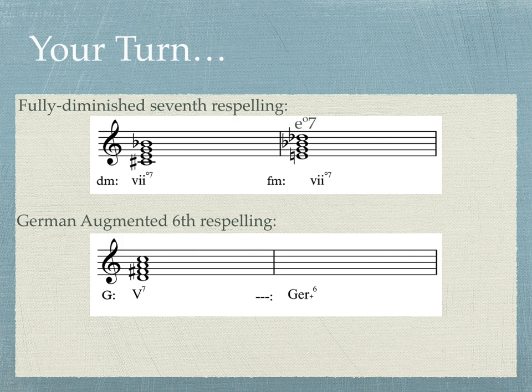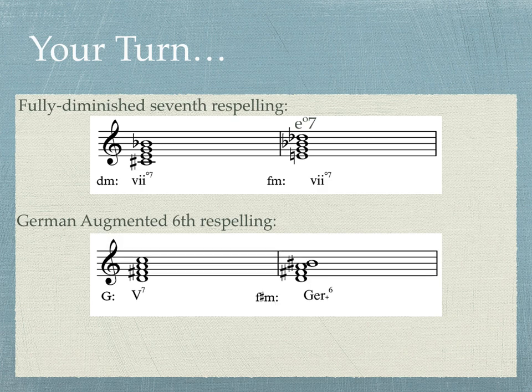For the German augmented sixth chord, you should have spelled it D, F sharp, A, B sharp in the key of F sharp minor. Notice how the C natural becomes B sharp in order to spell it properly in the key of F sharp minor.